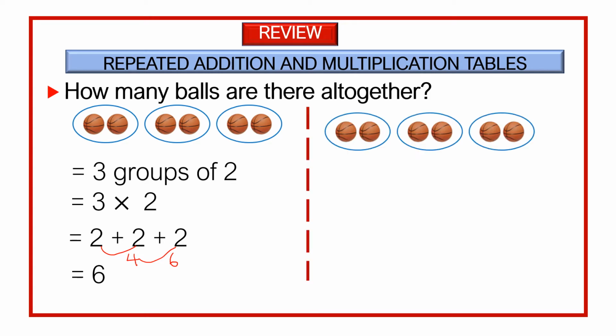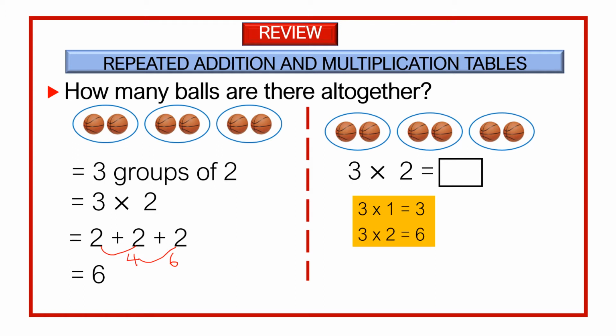Okay? But if we use multiplication tables, we get 3 times 1, which is equal to 3. We get 3 times 2, which is equal to 6. So you can see that from 3 to 6, there is plus 3. And if we multiply by 3 again, we get 9. Also, we have plus 3. So we keep on adding 3. So you see that 3 times 2 equals 6.